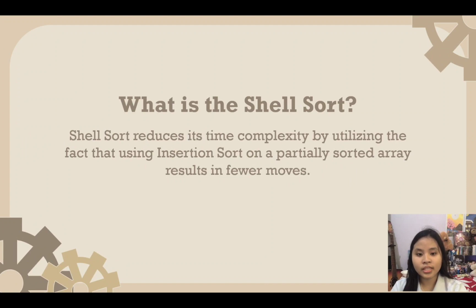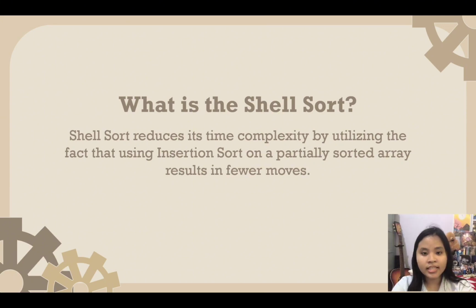Shell sort reduces its time complexity by utilizing the fact that using insertion sort on a partially sorted array results in fewer moves. This is achieved by initially sorting elements that are far apart from each other and progressively reducing the gap between elements to be compared, starting with elements separated by larger gaps.